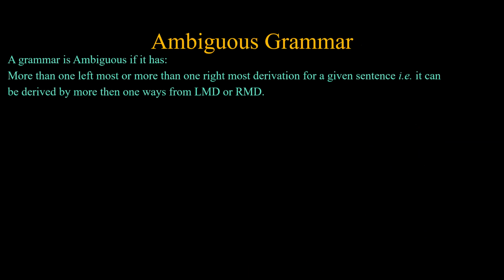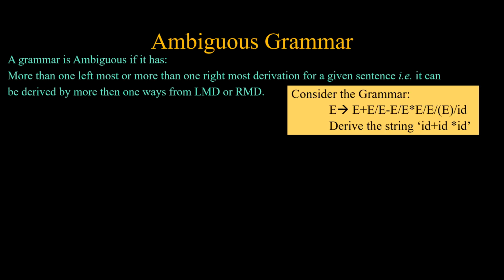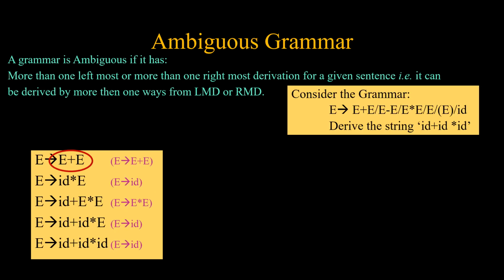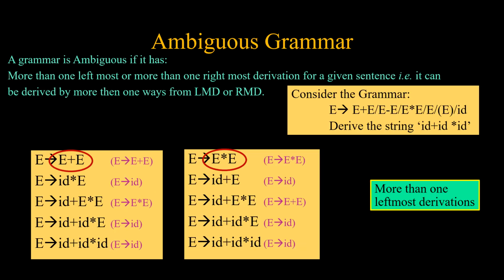Now we come to one more important concept of context-free grammar, which we say is ambiguous grammar. When is a grammar ambiguous? If it has more than one leftmost or more than one rightmost derivation for a given sentence. That means a given sentence can be derived in more than one way, from leftmost or from rightmost. Now again consider the same grammar and the same string which needs to be derived. We have taken initially E plus E and in the end we have derived id plus id into id. In the second case we have considered E asterisk E and we have derived id plus id into id.